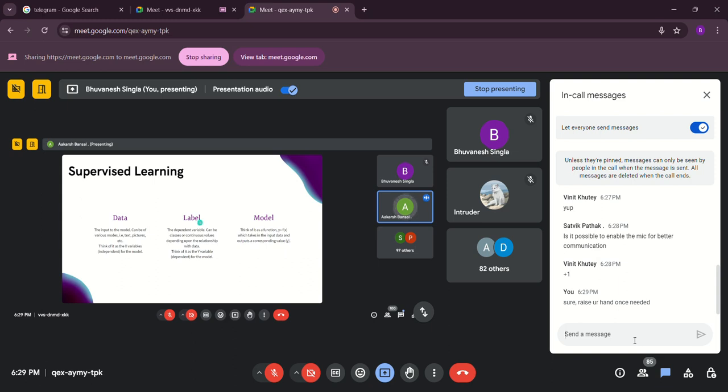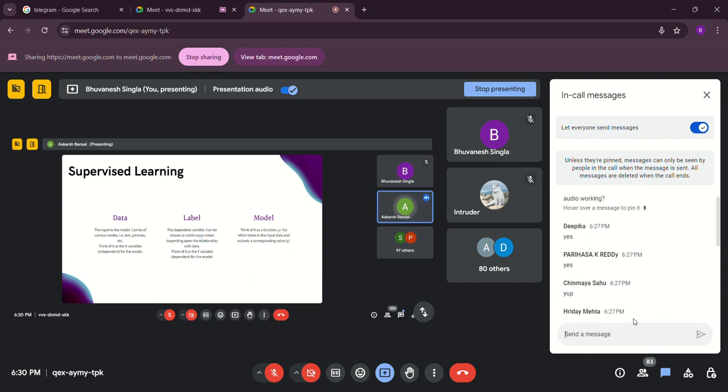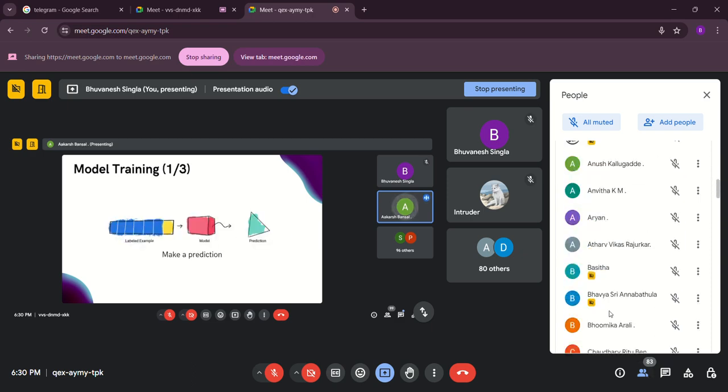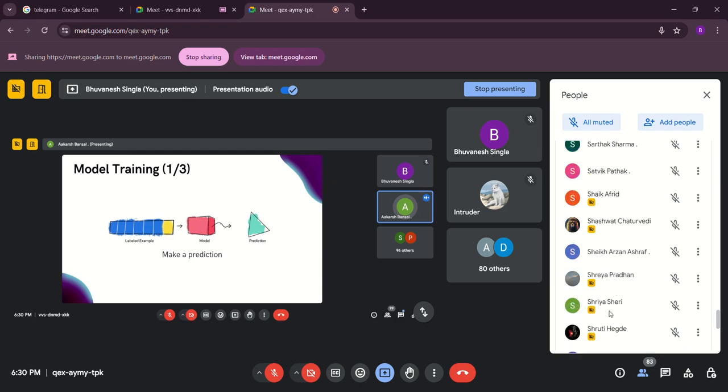The label, think of it as the y variable. This is the dependent variable and can be in multiple classes or be continuous depending upon the relationship with the data. So let's have a brief look at the training procedure of a supervised learning model.